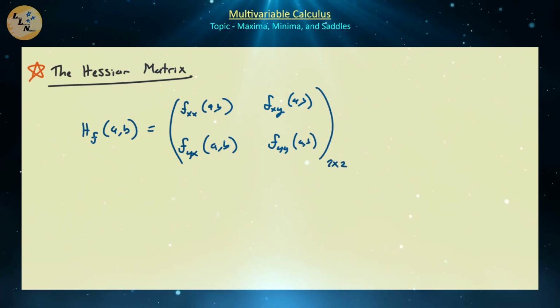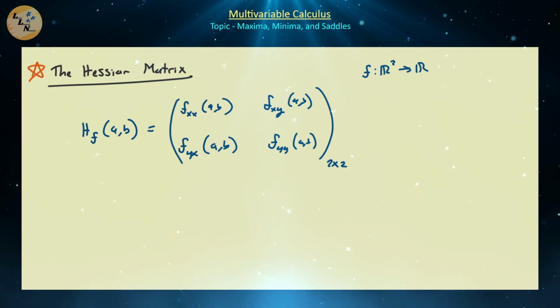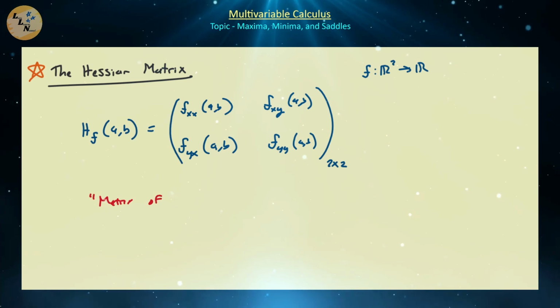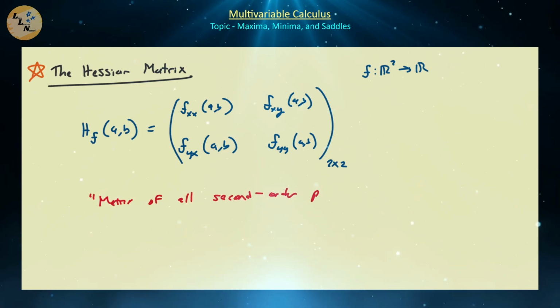And keep in mind this is a 2 by 2 matrix because f is mapping R2 to R, right? So this is always going to be a square matrix, but always, even if you're working in 3 by 3 or 10 by 10, this is always a matrix of all second order partial derivatives.